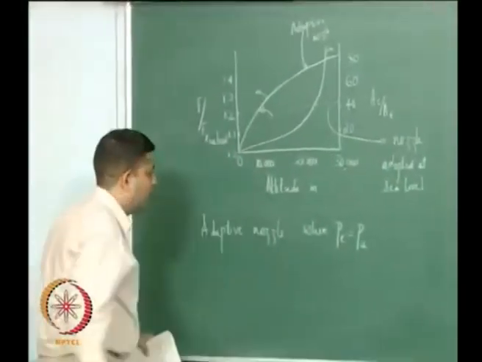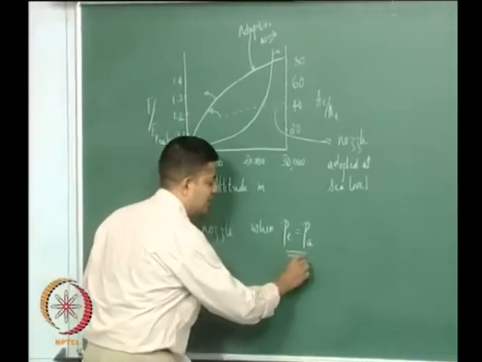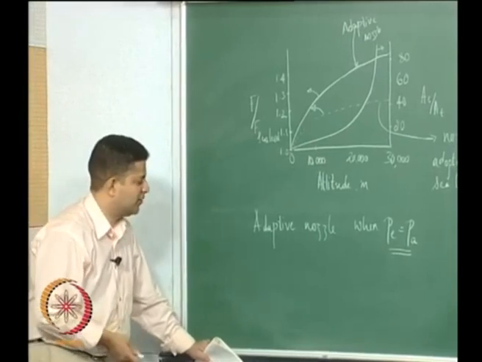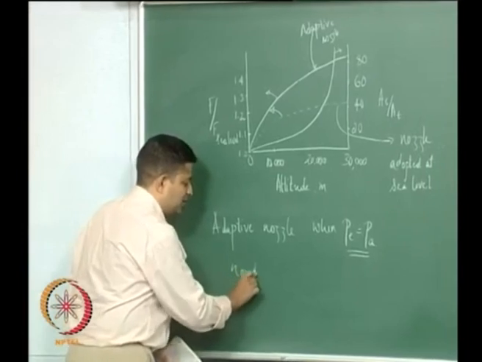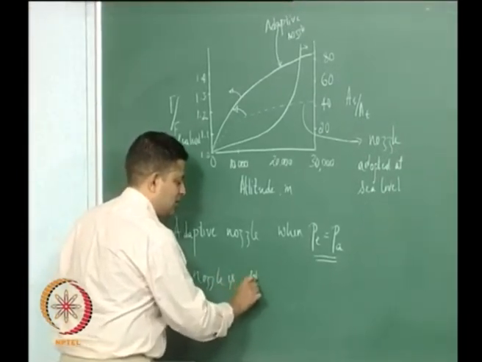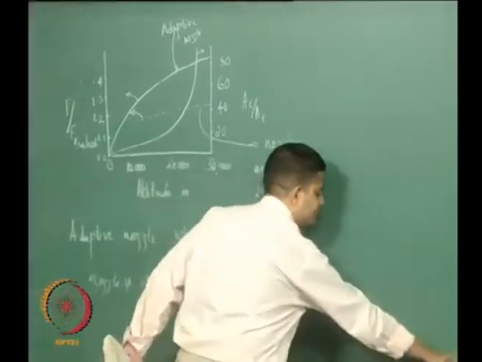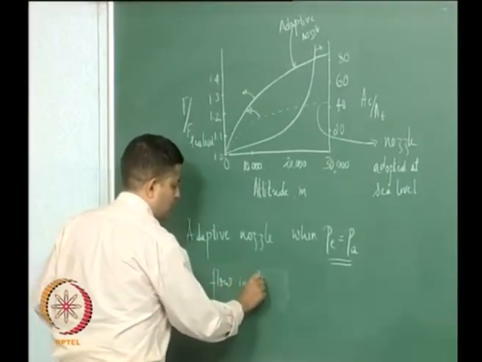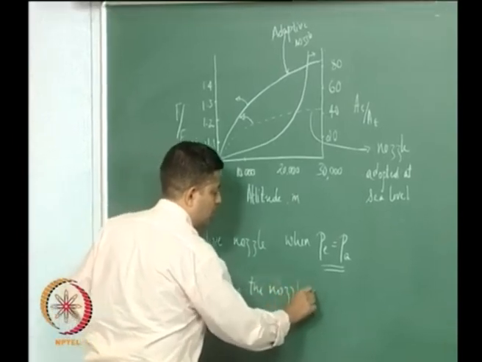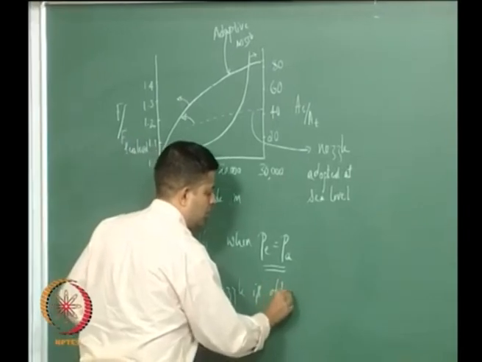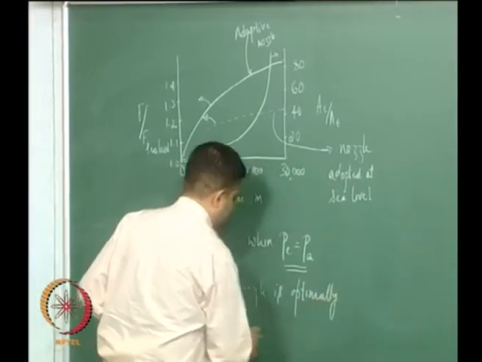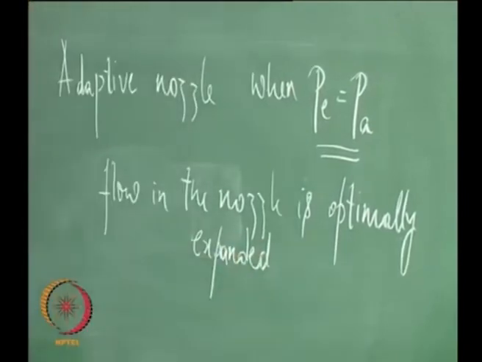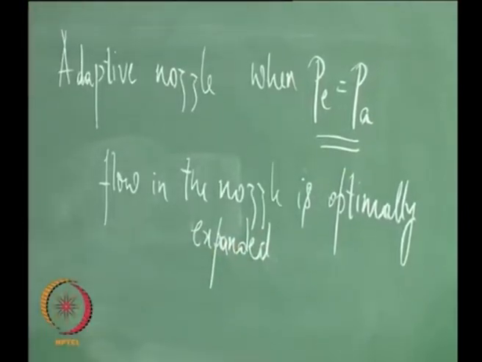But we always have said this, that when PE is equal to PA we get the best performance, that is when the nozzle is optimally expanded, when the flow in the nozzle is optimally expanded, we get the highest thrust is what we have said. Let us look at how that is possible.